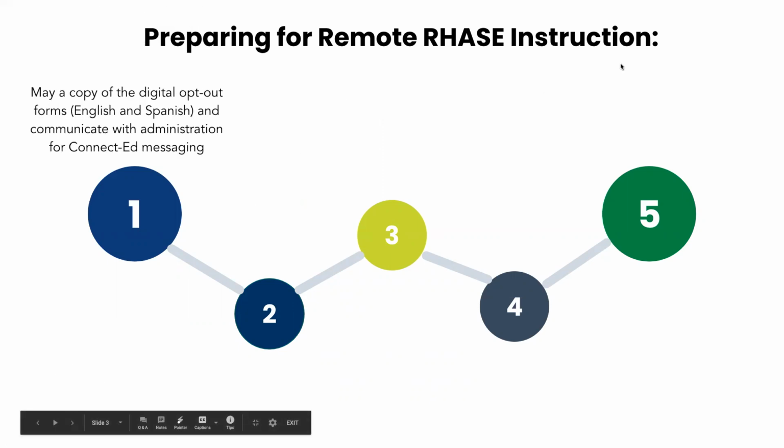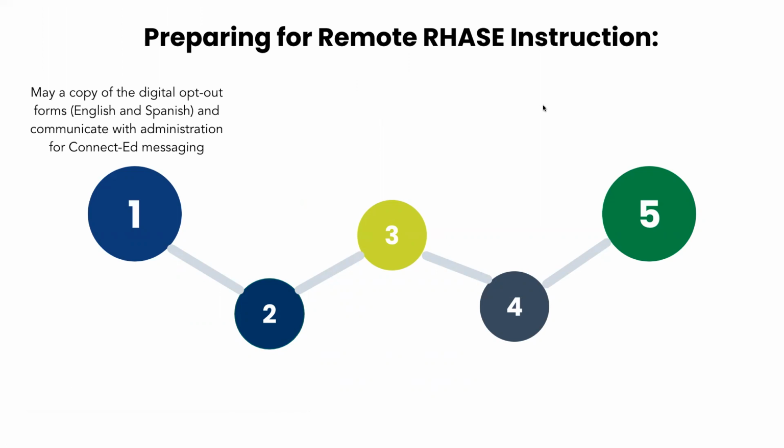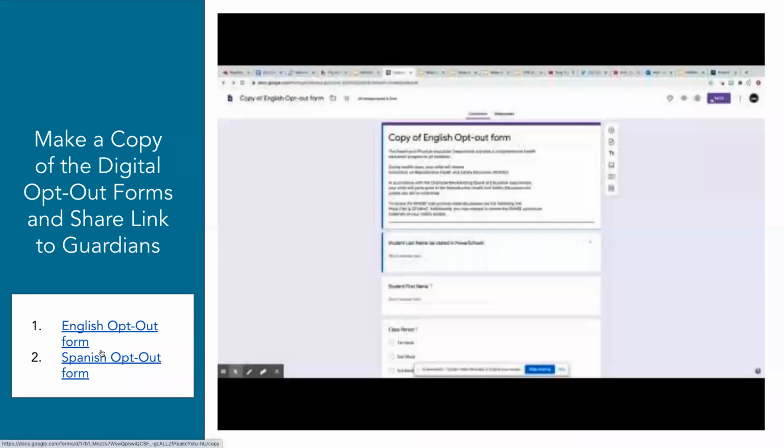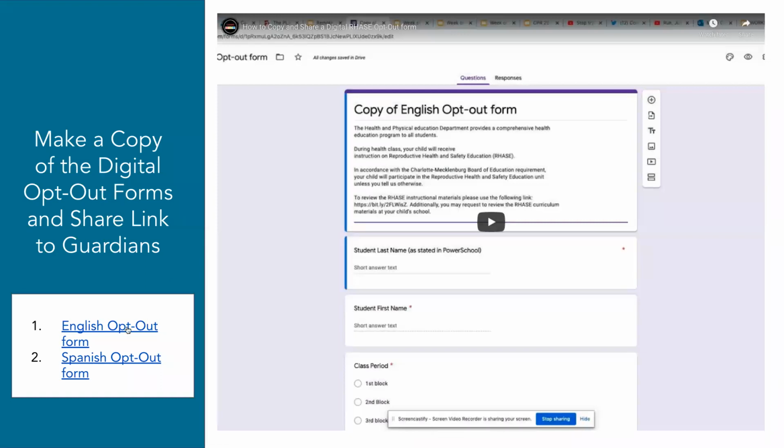The very first thing to prepare for race instruction, because guardians have the right to opt their child out from instruction, is that you will make a copy of the digital opt-out forms in English and Spanish and communicate with your administration for them to conduct a Connect Ed message, so that they can also send that home to all your students as a safety net to say, hey, we're going to be teaching race instruction. If you do not want your child to receive this instruction, please contact their health teacher.